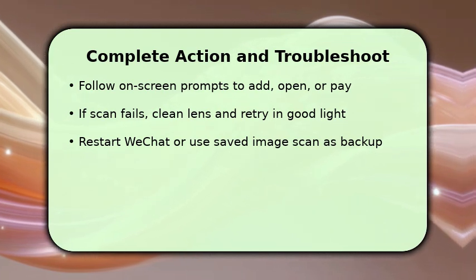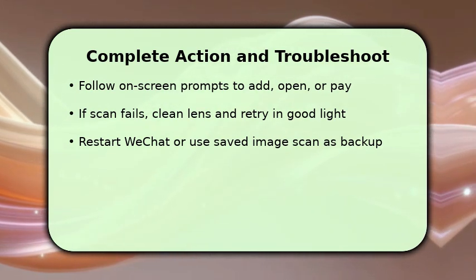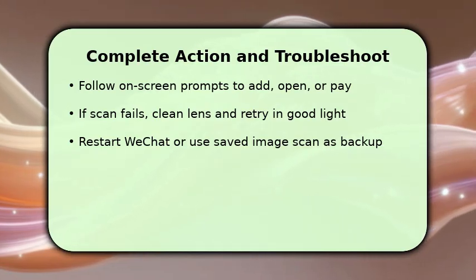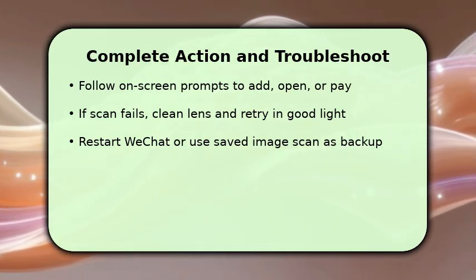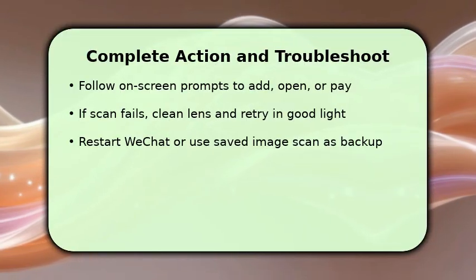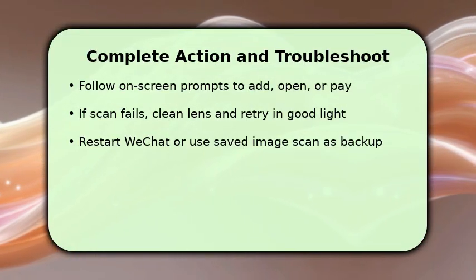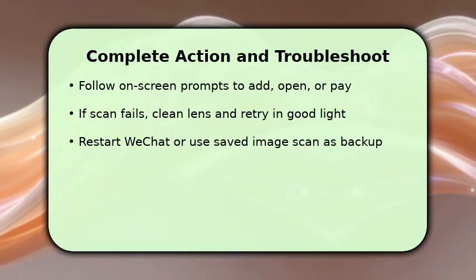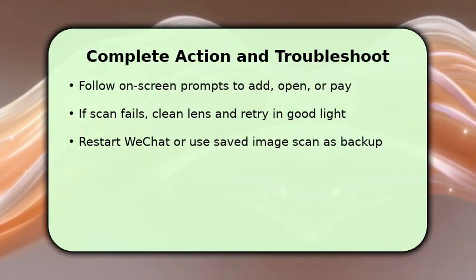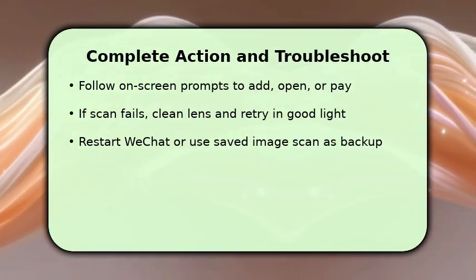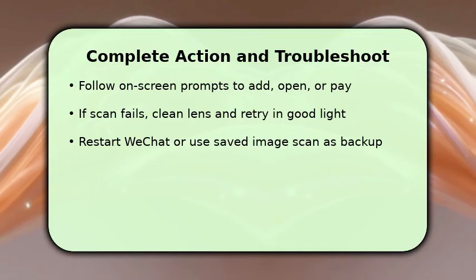If nothing happens, first check basics. Clean the camera lens, improve lighting, and hold steady. Once done, try scanning again or use the gallery scan option by tapping the photo icon in the scanner to select a saved QR image. If problems persist, restart WeChat or your phone. That clears temporary glitches and usually resolves scan issues.